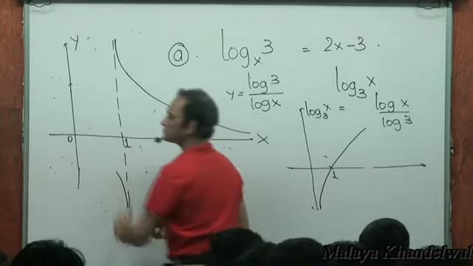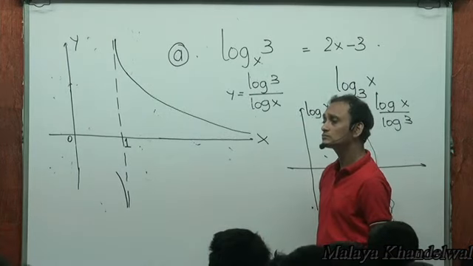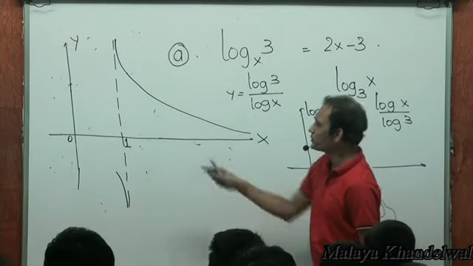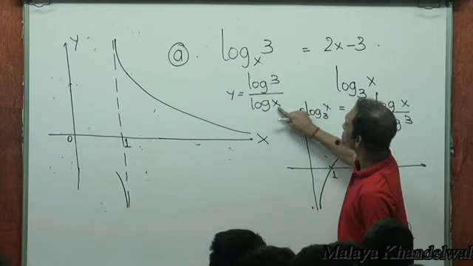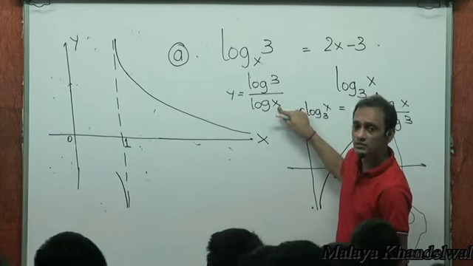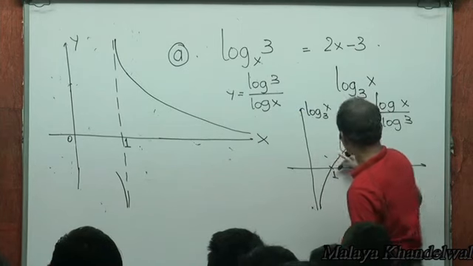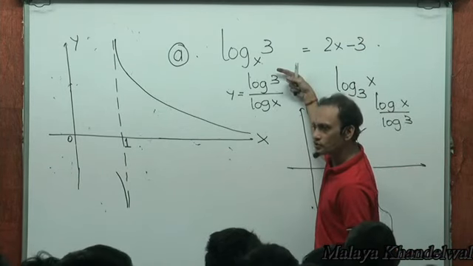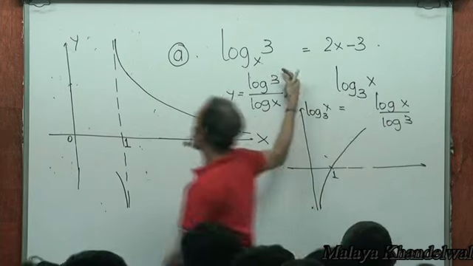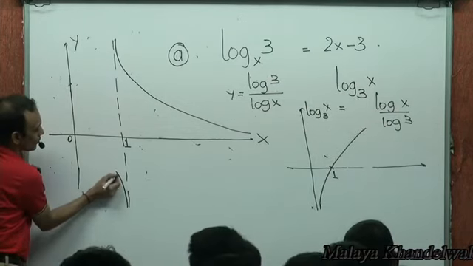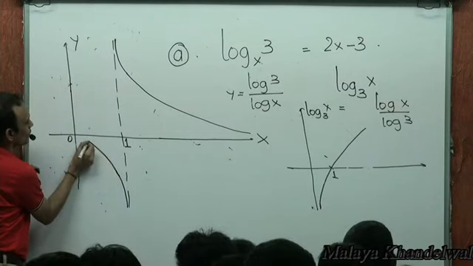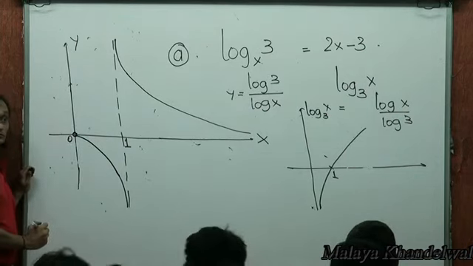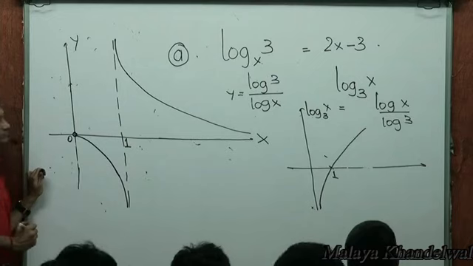What about this part? To the left of 0, it will not exist. But between 0 and 1, as x tends to 0, what will happen to this? Natural log x will tend to minus infinity. This will tend to zero. This will tend to zero, yes or no? Zero is a kink. What do you say? Clear, na?